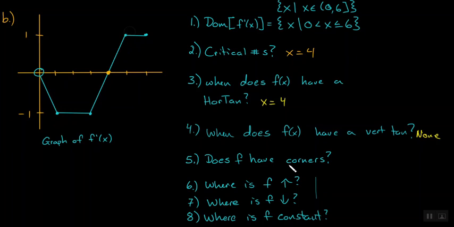Corners. I think somebody in here is almost undoubtedly going to say at 1, at 3, and at 5, because you look at the graph and you see there are corners at 1, 3, and 5. Totally get it. However, I'm asking about corners of f. What do we have? The f prime.